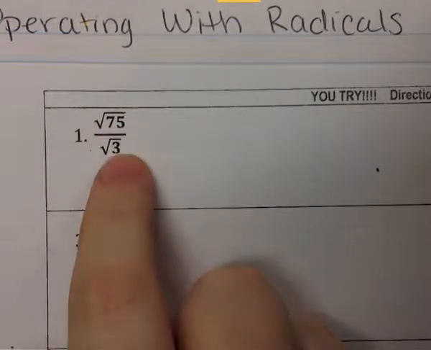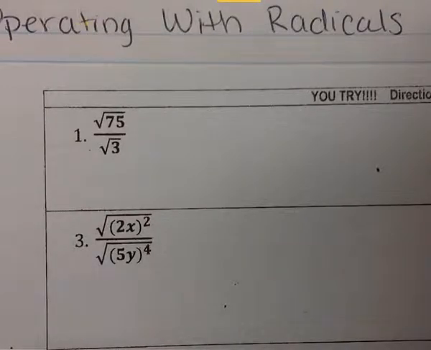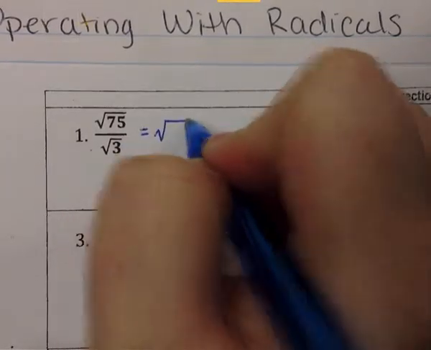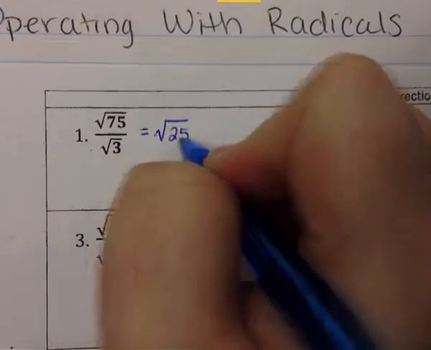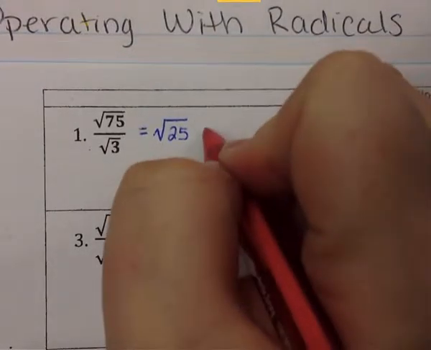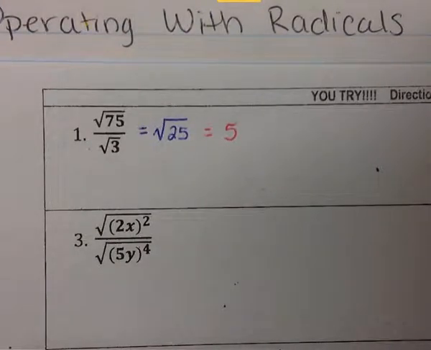Because these are both radicands, I can try and divide these two numbers. So 75 divided by 3 is actually 25. So this becomes, I have to keep the radical, the square root of just 25. So this becomes a much easier problem than if I were to try and rationalize. So the square root of 25 is just 5. And that's our final answer for this first problem.